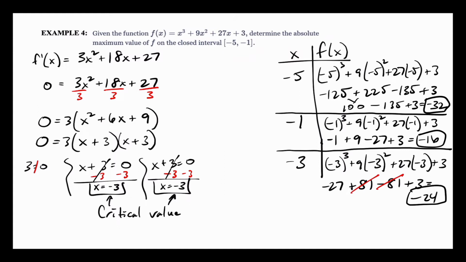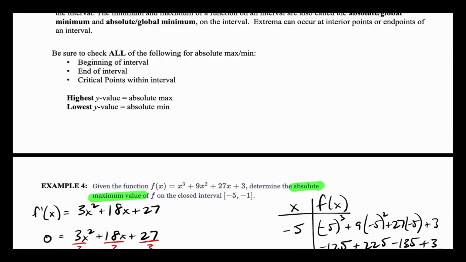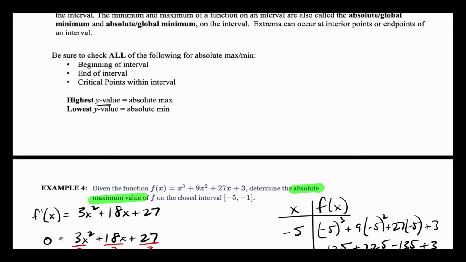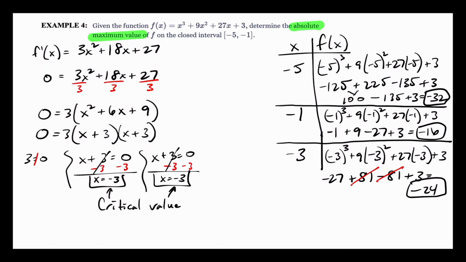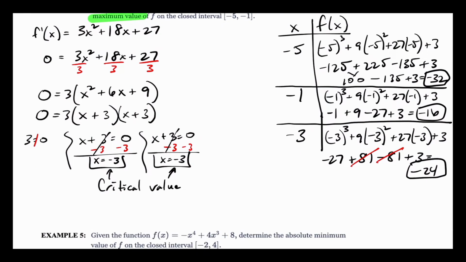So we're looking for the absolute maximum. Well, according to our notes, the absolute maximum is the one with the highest y value. So they're all negative, but there's one that's bigger than the other, right? And that's negative 1. So we'd say absolute max at x equals negative 1.